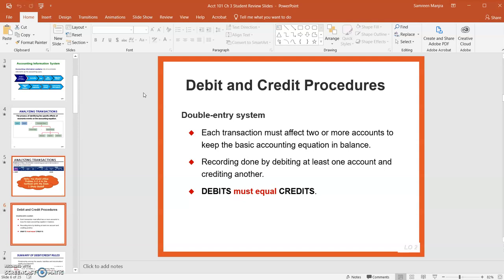So with accounting, we have a double entry system, which means that each transaction must affect 2 or more accounts in order to keep the basic accounting equation in balance. So this is done by recording a debit to one account and a credit to the other account. So the debits and the credits are opposites of each other, and they must equal in order for your accounting equation to remain in balance.